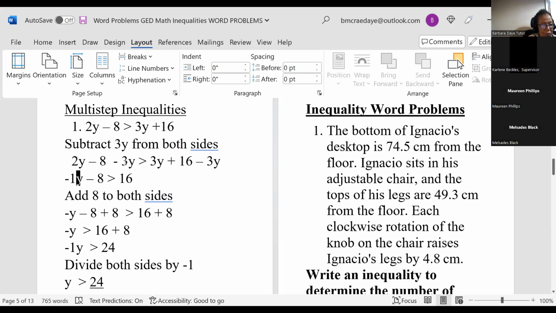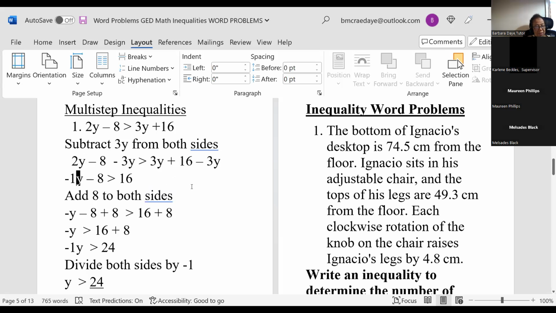When your signs are different, you subtract, right? 3 minus 2 is 1. And I have more negative than positive, so my answer is negative. So that's a minus 1y, minus 8, just brought the minus 8 down, greater than the 16.